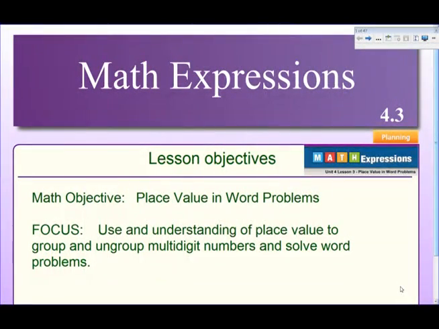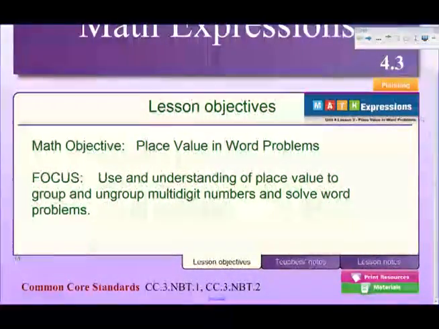We're using Math Expressions and we're going to be looking at lesson 4-3. Our objective today is to use place value in word problems. We're going to be looking at understanding and solving these exciting word problems, and the best way to do that is to understand place value. We've been doing place value drawings to help us understand how to group and ungroup these multi-digit numbers, to add them and subtract them and put them into a word problem. It's going to get exciting today as we look at those objectives.